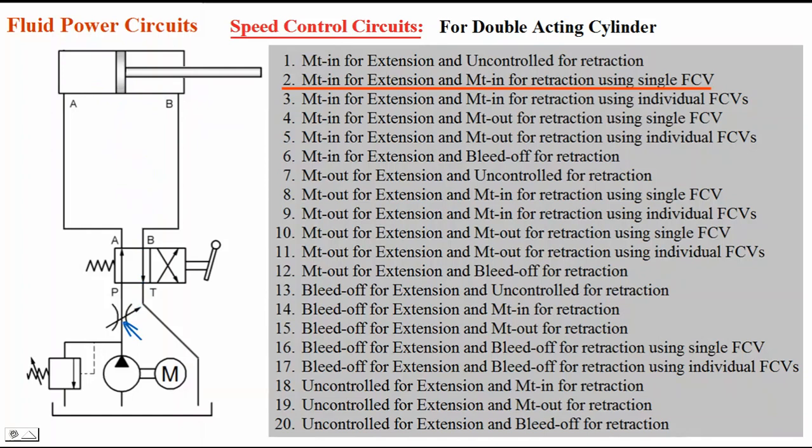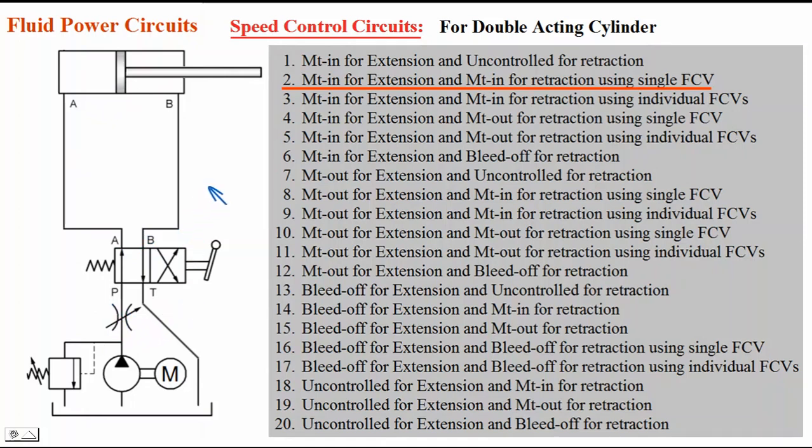In first position, P to A, B to T connection is there. The oil which is flowing to A port is controlled. The oil which is going into the cylinder during extension is controlled. That's why it is metered in for extension. When I shift the lever to the second position, oil will start flowing to B. From P to B connection is there. A to T connection is there, like this in the second position. So oil will flow from P to B. It will flow into the cylinder at the rod end, and this flow into the cylinder during retraction is also controlled by this flow control valve. So that's why this is metered in for both extension and retraction.